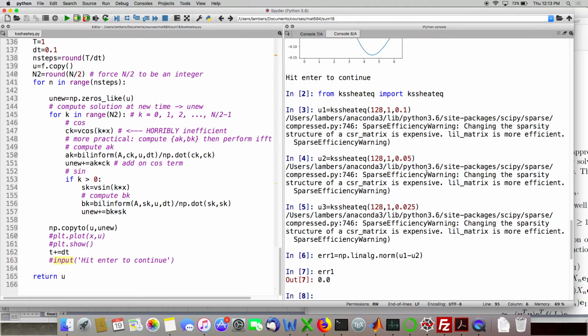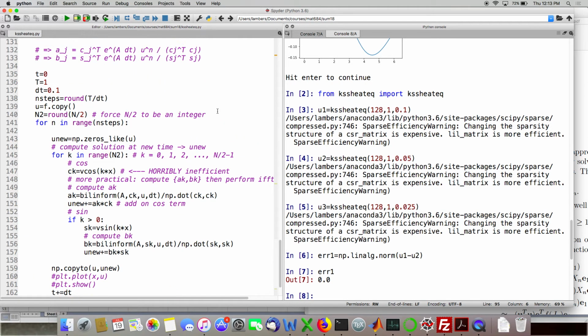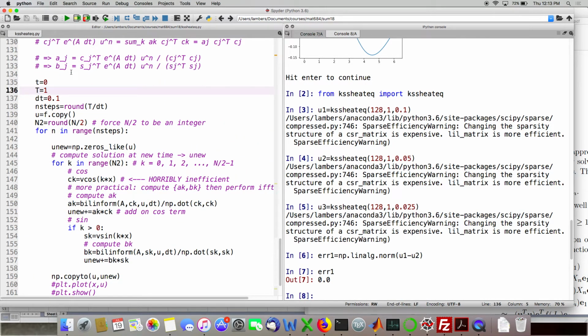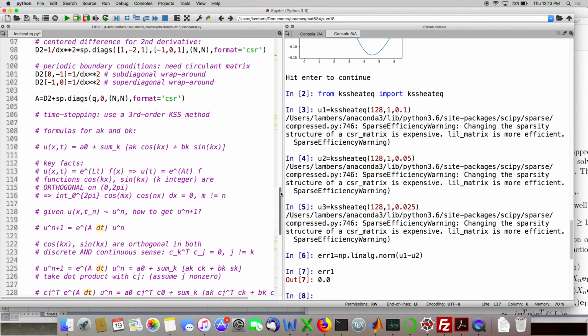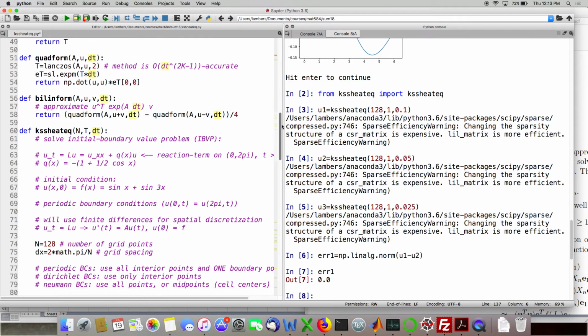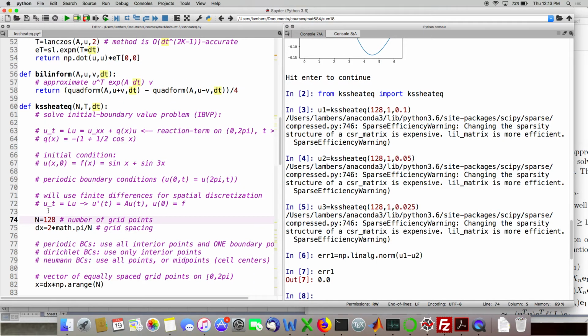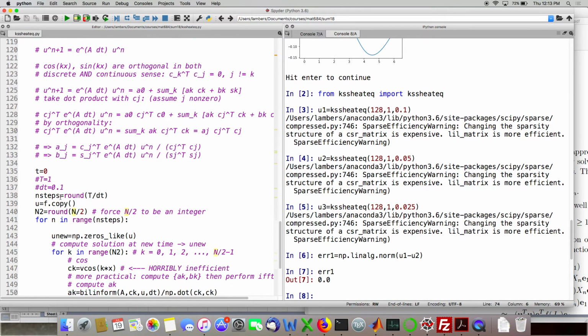Oh, I know why. I have to get rid of these statements, because I'm passing n, capital T, and dt as parameters, and then I'm overriding them. So I need to comment out the places where I set n, capital T, and dt. So now I've got to do this again. I made the same mistake yesterday.